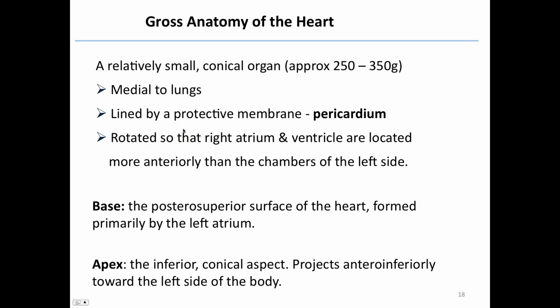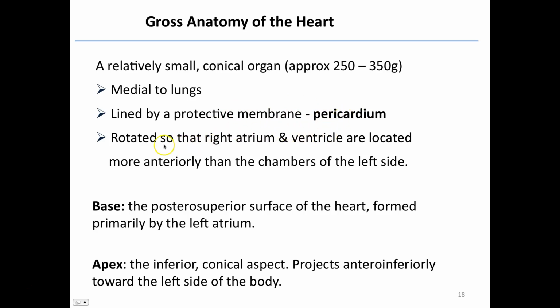Some basic facts about the heart. It is a small, relatively small conical organ, and it only weighs about 250 to 350 grams in the average person. The heart sits medial to the lungs within the mediastinum. It is lined by a protective membrane, a special fibrous membrane called the pericardium.